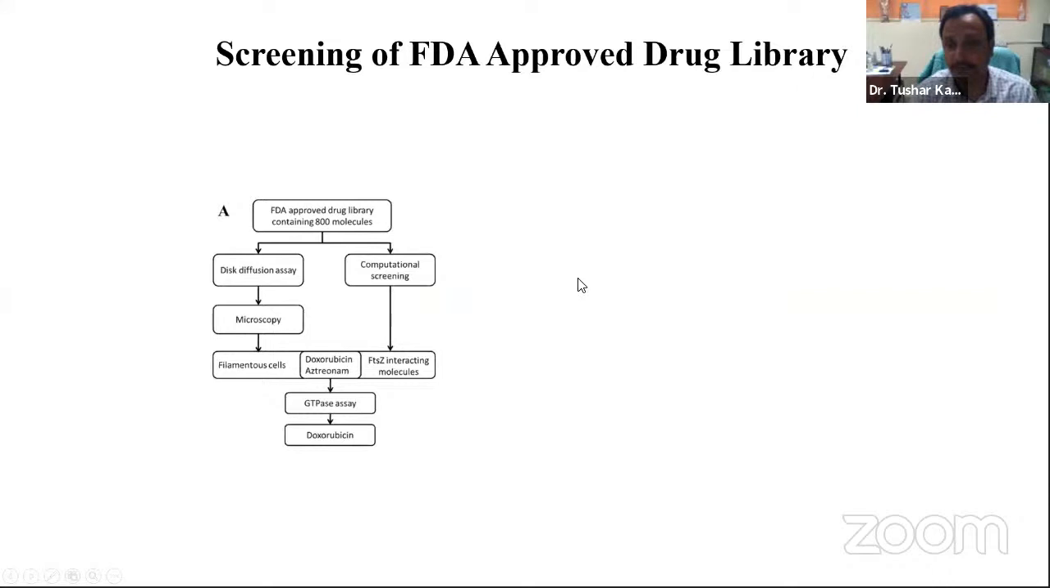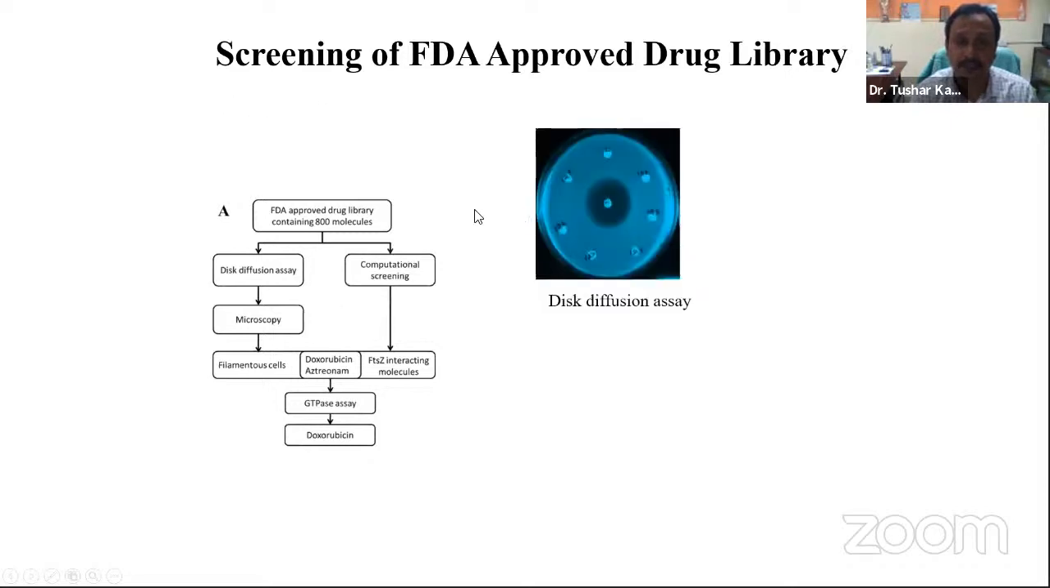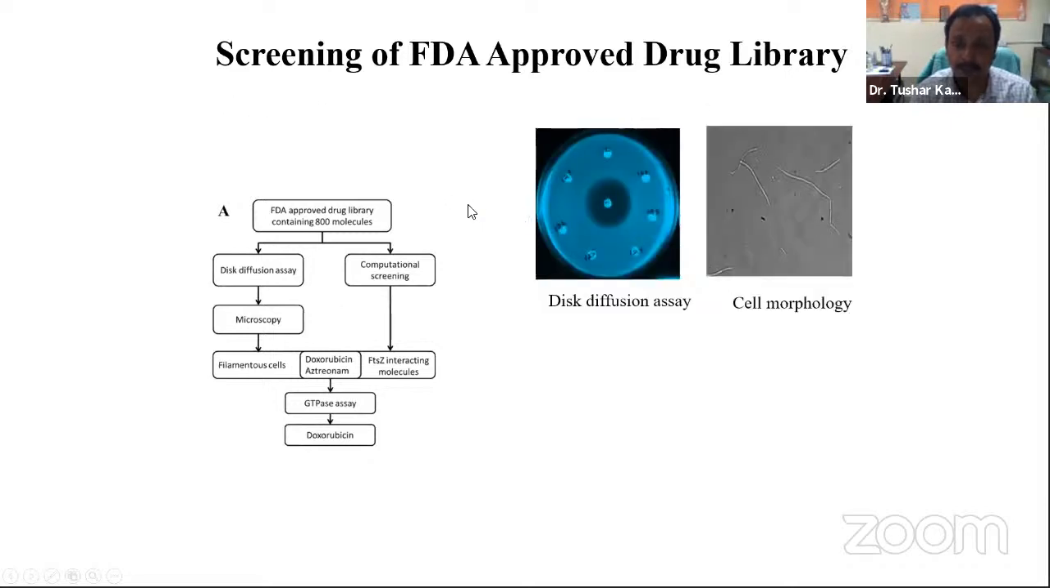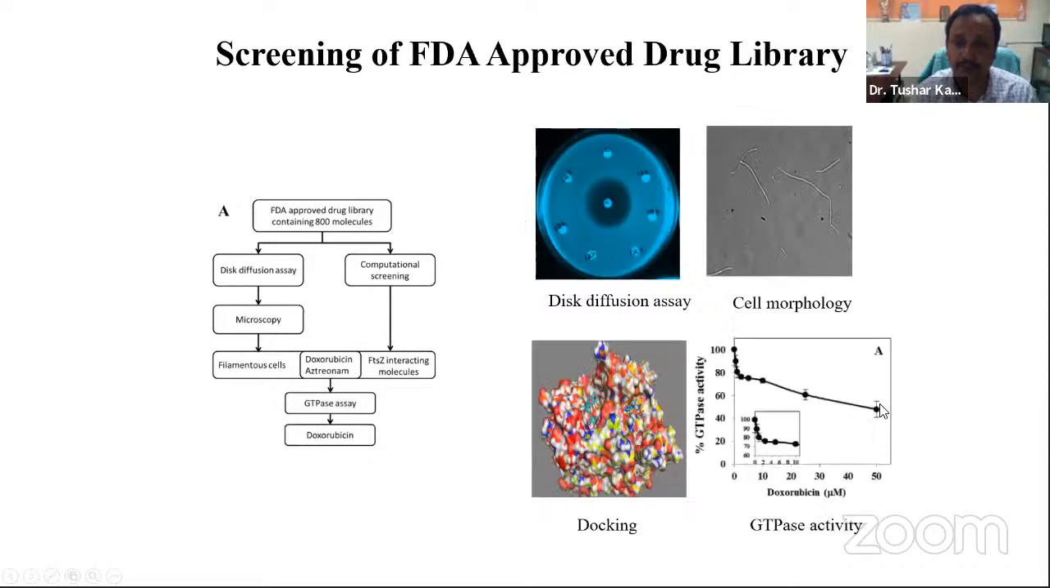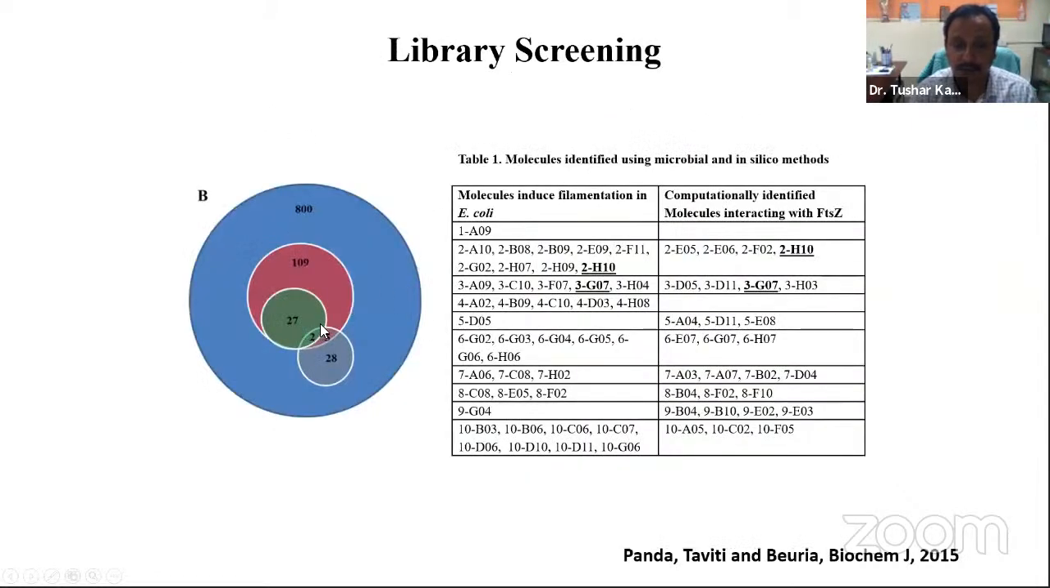Before that, I'll come to one of the screens we have done in our laboratory. Using microbiology, microscopy, docking, and biochemical assays, we screened an FDA approved drug library. Then we found two molecules, which I have already told you about in the previous slide, doxorubicin and astronam. They interact with FtsZ and either enhance or inhibit Z ring formation.